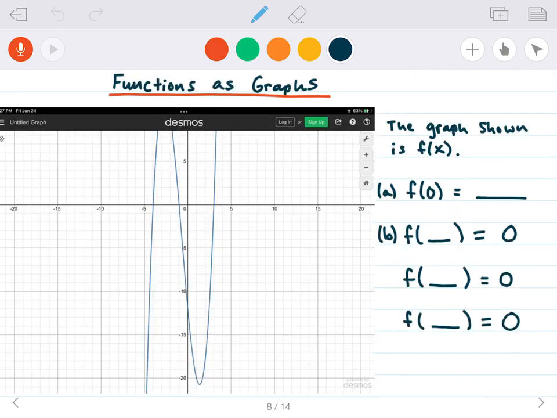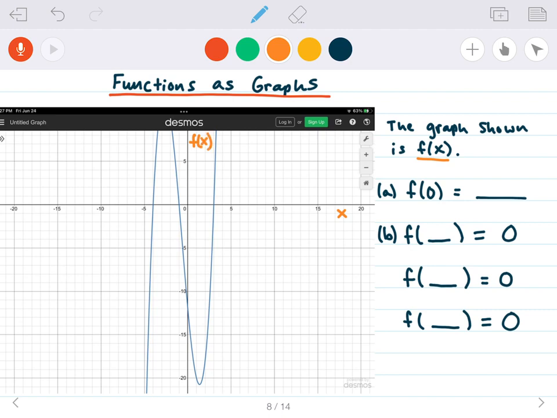Okay, the next thing we're going to talk about are functions as graphs, okay? So let's say that we're given this graph and we're told that it's f of x. Okay, so this curve is represented as f of x. Now, of course, the horizontal is always going to be x, and our vertical is f of x instead of y, like you're probably used to seeing.